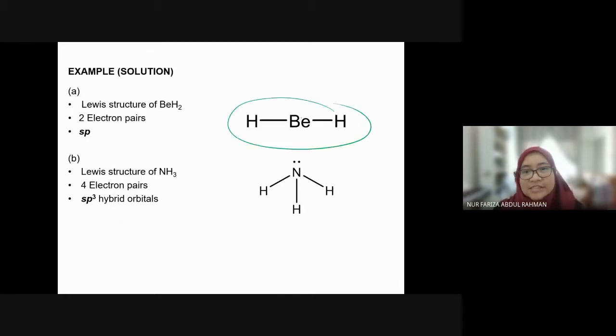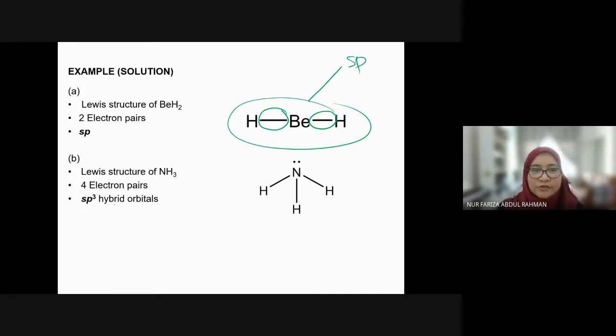This is the Lewis structure. And then how do we determine the type of hybridization? Kita kira the number of electron groups. So we have 1, 2. Okay, 2 electron group. That means it is sp guys.